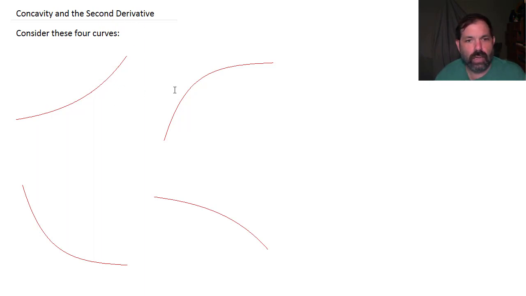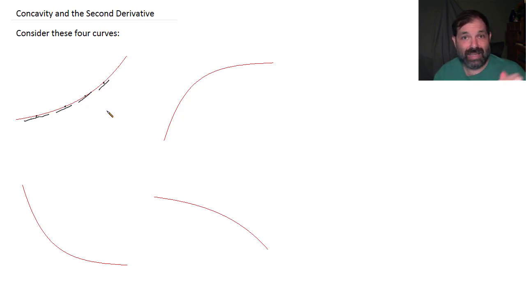We have two curves that are increasing, but notice that they're increasing in different ways. Similarly, we have two curves that are decreasing, but again, notice they are decreasing in different ways. So if we were to look at the tangent lines for each of the graphs, in other words, if I take some points on each of these graphs and draw some tangent lines, for example, the tangent line at this point might look like this. I'm just drawing some tangent lines.